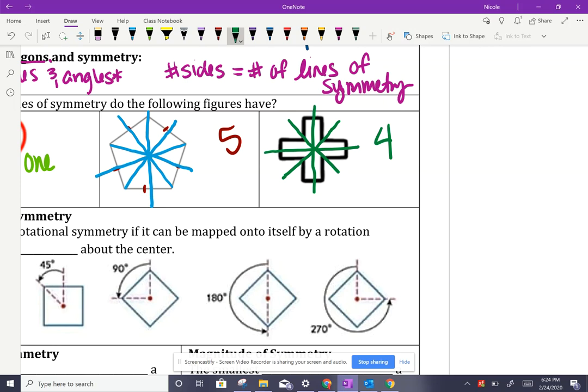You're going to have to practice sketching some stuff out, drawing on them, maybe using an Expo marker or even a thin straight piece of paper to mark the lines on your screen if you need to. Whatever works for you guys.